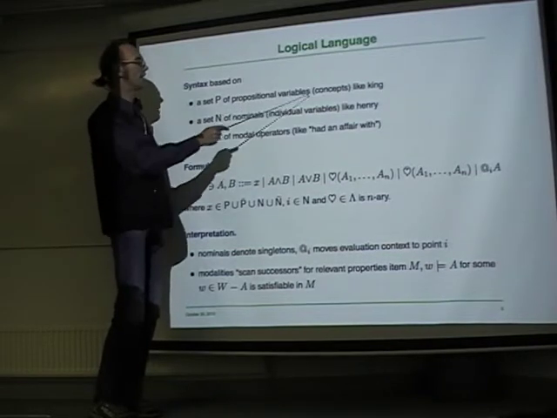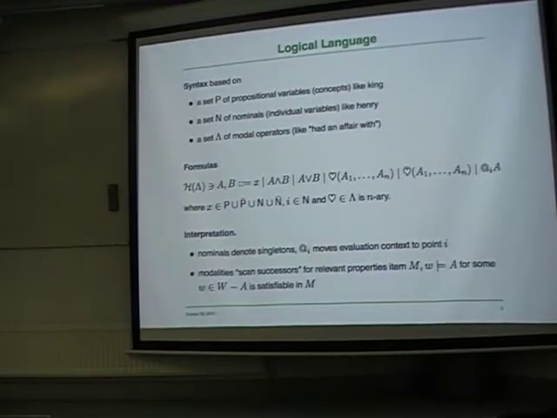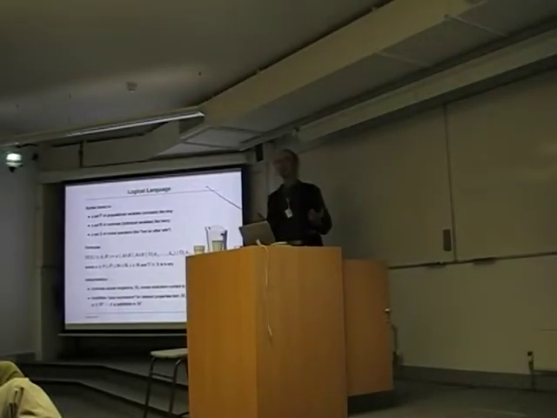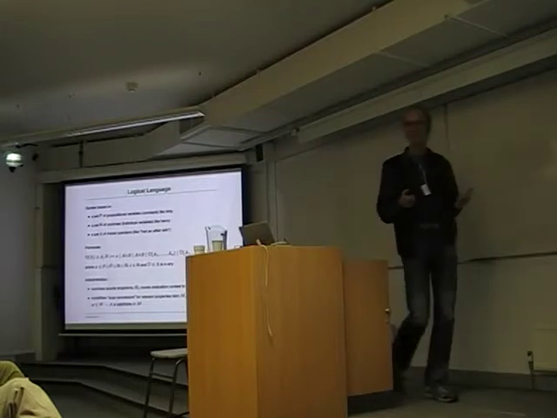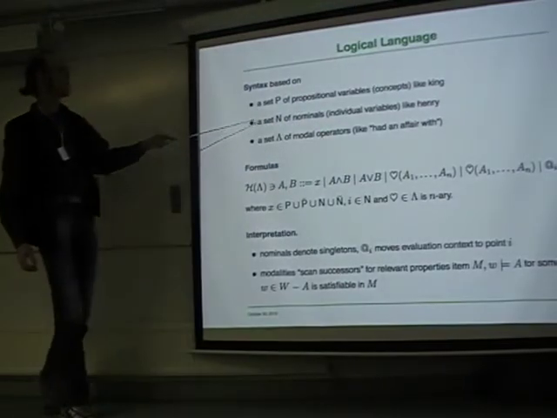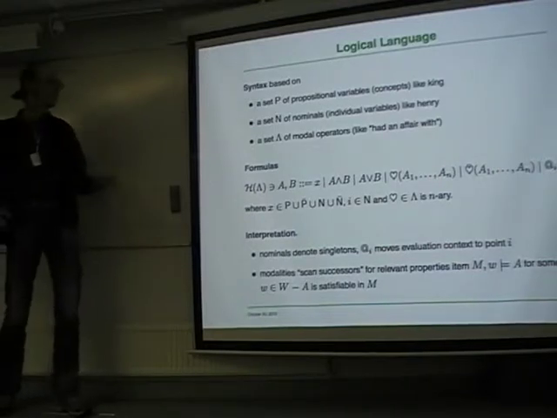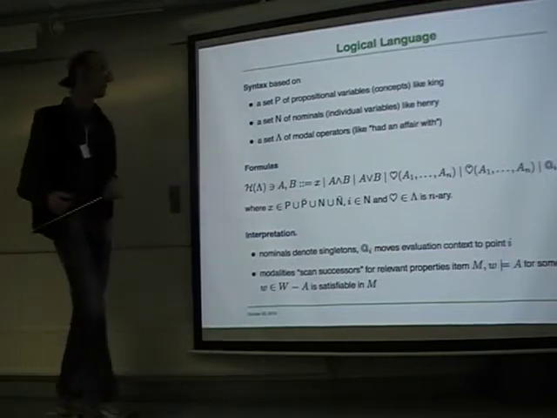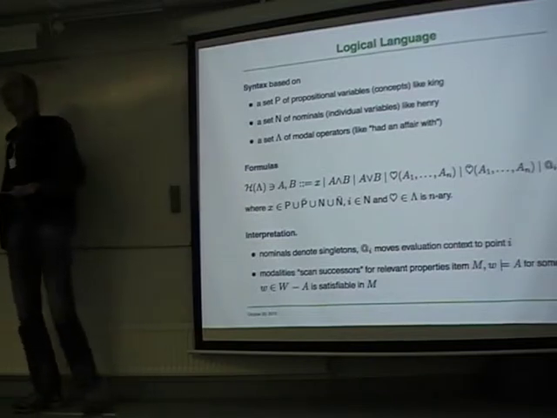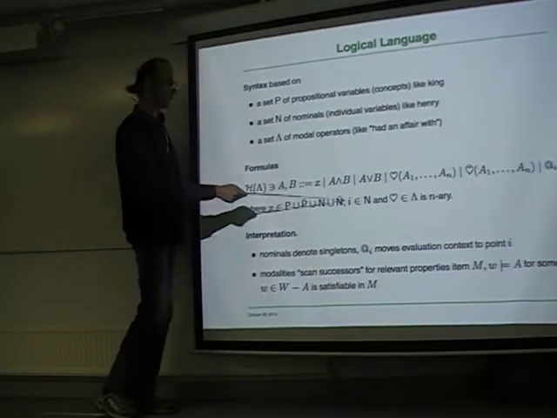We want propositional variables so that we can express concepts like being a king. On the other hand, if we want to talk about people like Henry VIII, it doesn't make sense to model that as a property that a person can either have or not have. So we want a set N of individual variables that allows us to identify certain individuals in the model, and we want a set of operators like has had an affair with, and we have a language that contains the Boolean connectives. We've got these propositional and individual variables.